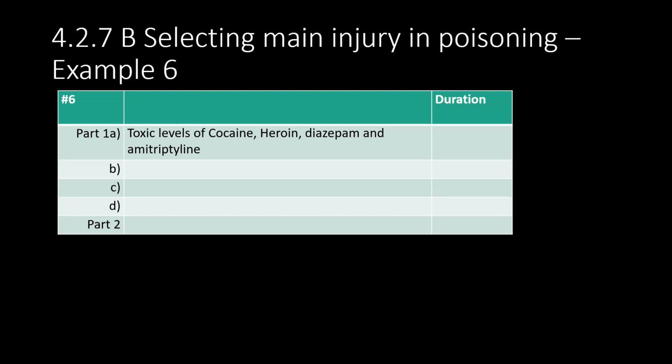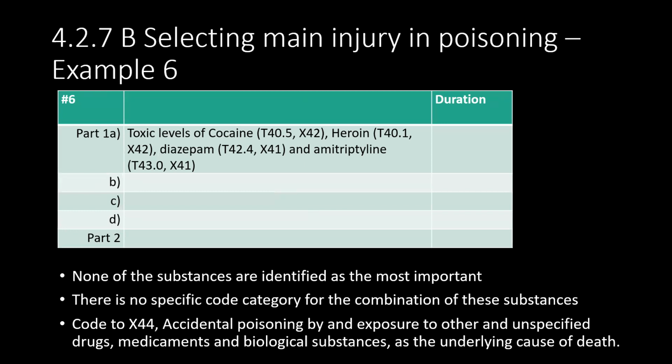Here is an example of special instruction 4.2.7b, section C. Part 1a, toxic levels of cocaine, heroin, diazepam, and amitriptyline. None of the substances are identified as the most important. There is no specific code category for a combination of these substances. Code to X44, accidental poisoning by and exposure to other and unspecified drugs, medicaments, and biological substances, as the underlying cause of death.